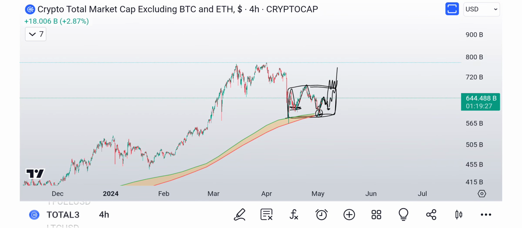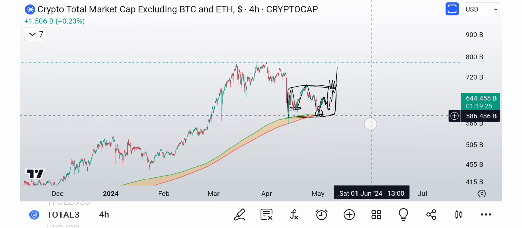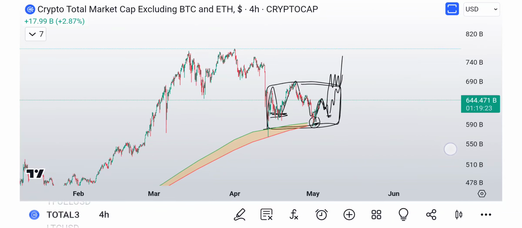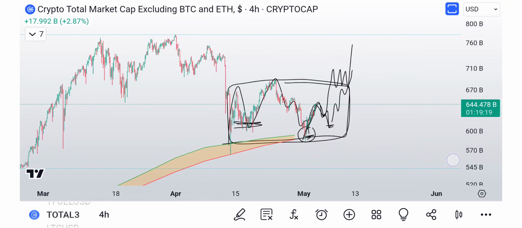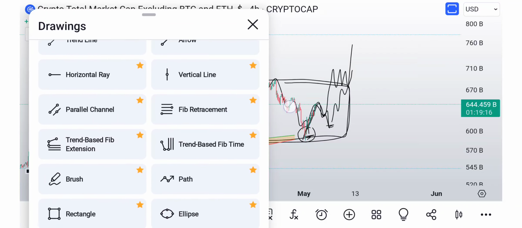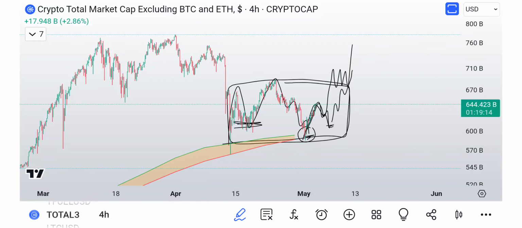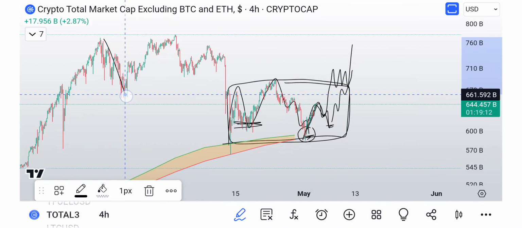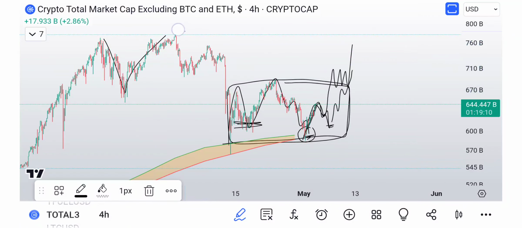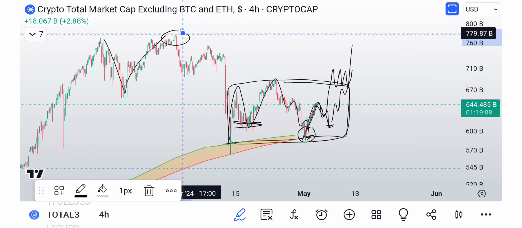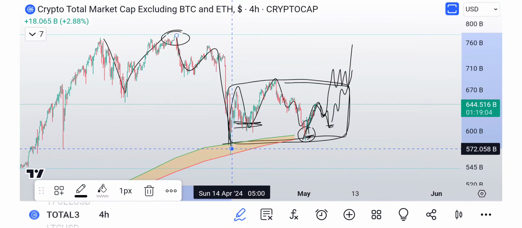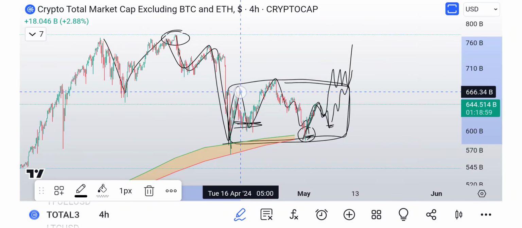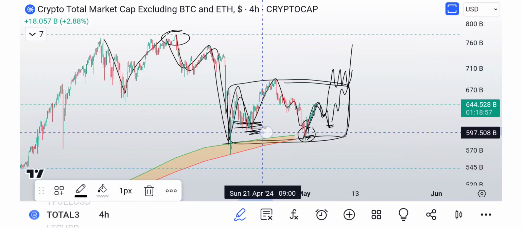Doesn't mean it's finished. We could still crash. I mean, this is not financial advice. But based off what I'm seeing, it looks like a complete expanded flat for total 3. We have an A. We come up for B, barely taking the top out, right? And then we came all the way down. Boom, boom, boom. So you could say 1, 2, 3, 4, and the 5th wave is actually truncated.